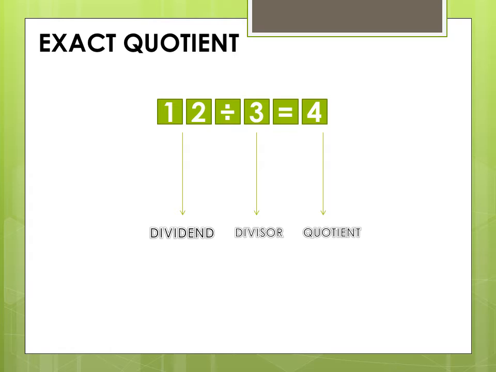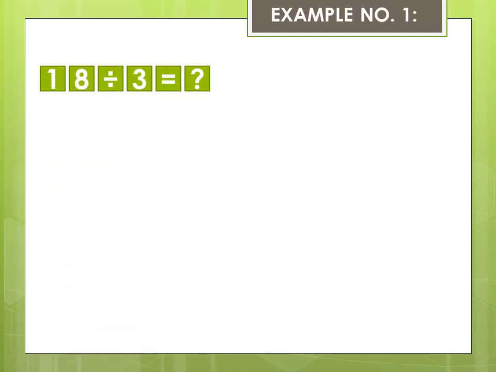Now, after knowing about the exact quotient of division, including the different parts of the division process, such as the dividend, divisor, and the quotient, let us learn the basic strategy on how to divide. For example number 1, we have 18 divided by 3. What is the exact quotient of 18 divided by 3? In this example, the first written number is 18, and 18 is our dividend.